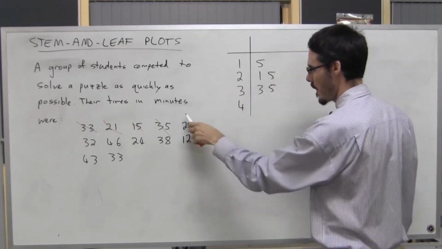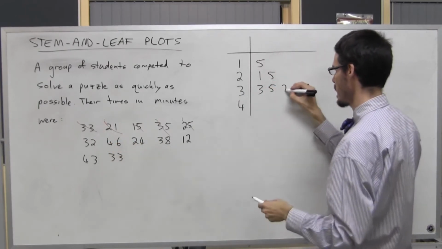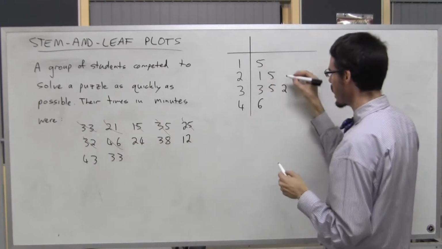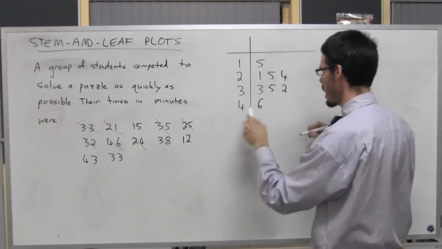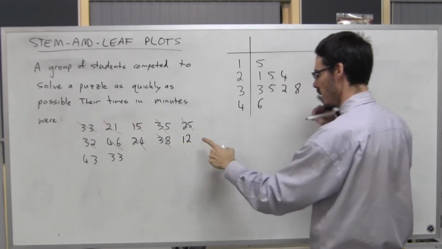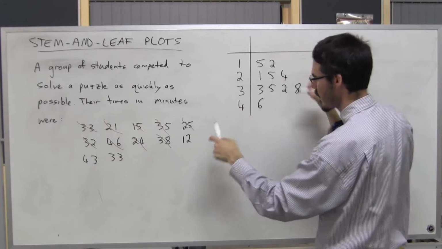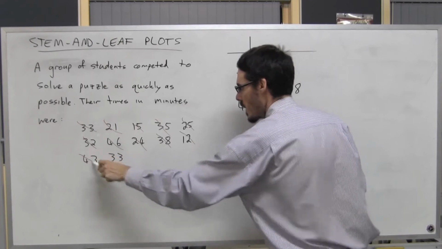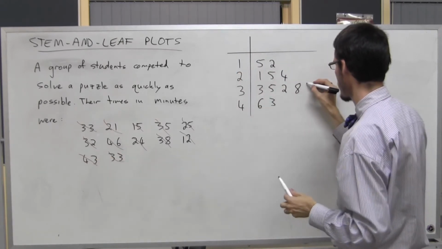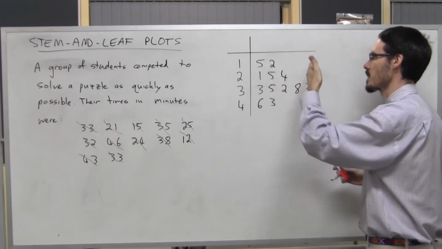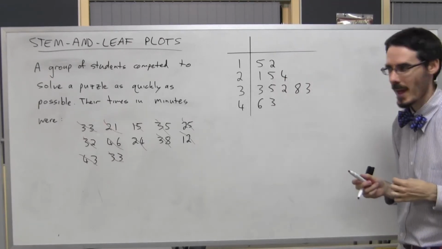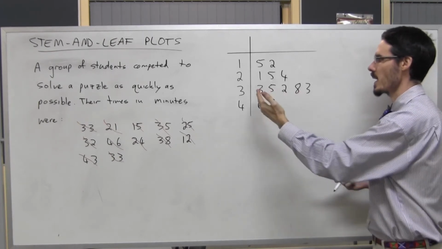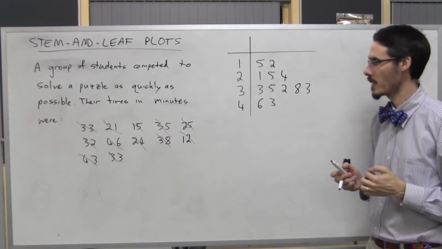So you don't usually need commas, but you do want to keep them in nice, neat columns. 25, 32, 46, 24, 38, 12, 43, and finally 33. So nice, neat columns. The only problem there is that they're not sorted. For the finished stem and leaf plot, I need to have the leaves sorted in increasing order.